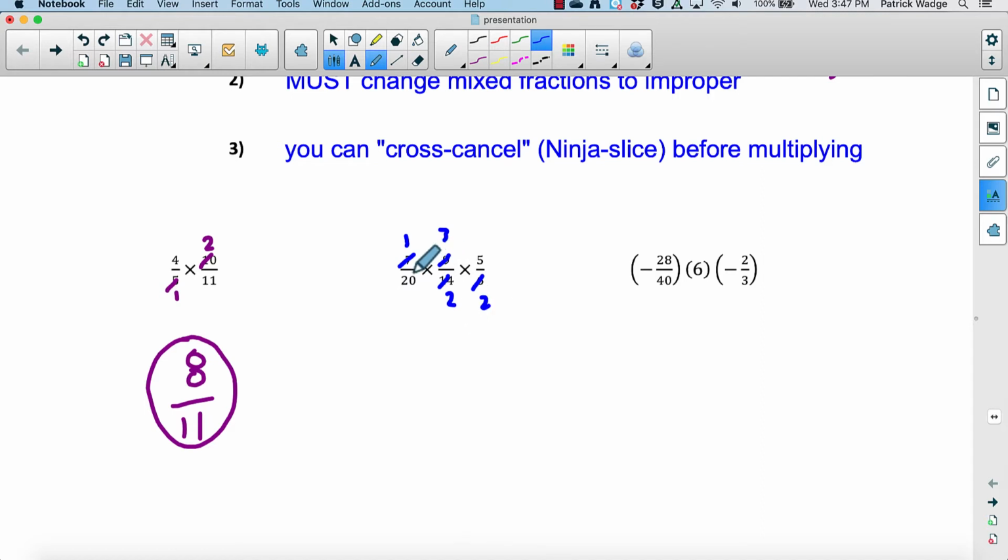And how about the 20 and the 5? Divide them both by 5. 5 divided by 5 is 1. 20 divided by 5 is 4. Hey, now our numbers aren't so bad.